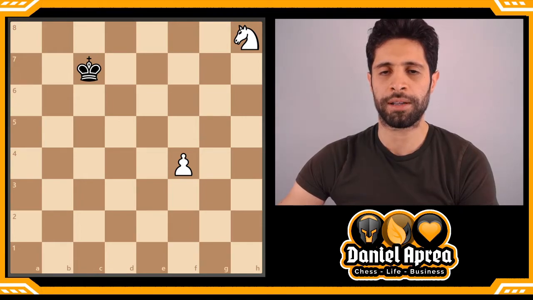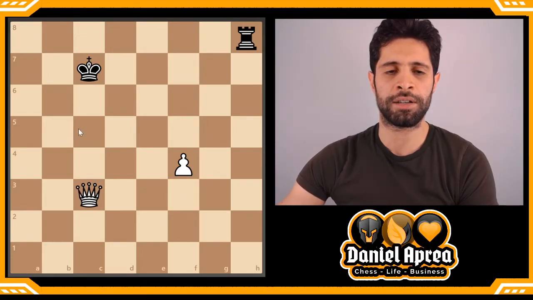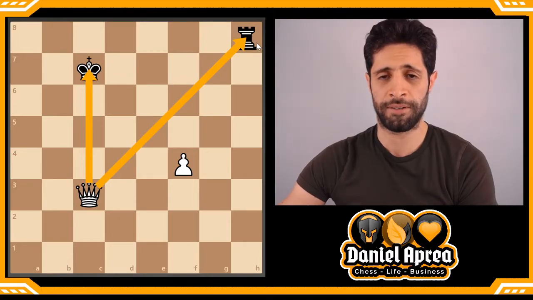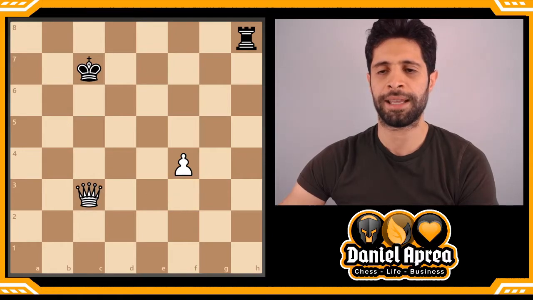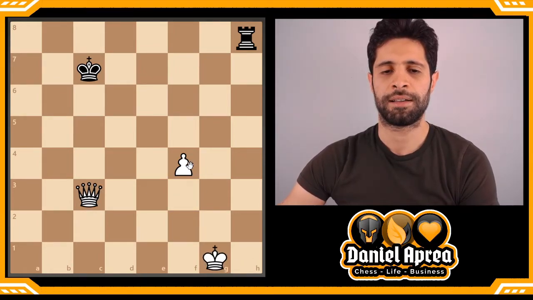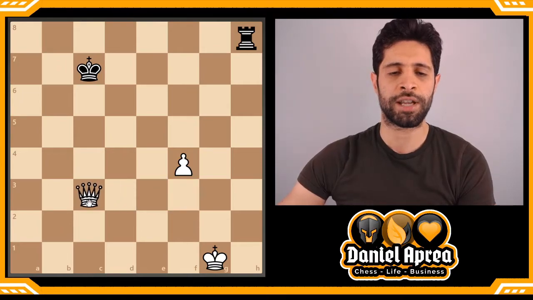Another type of fork is, for example, with the queen. In this position, I can play check here, and I'm forking the king and the rook. Black is forced to move the king, and the next move I'll just take the rook. They're all black, and I'm white. Okay, let's say my king is somewhere here. We actually don't need this. Okay, so it's my turn, and I play check here.